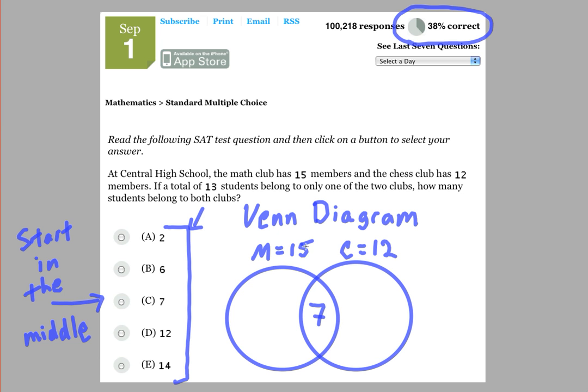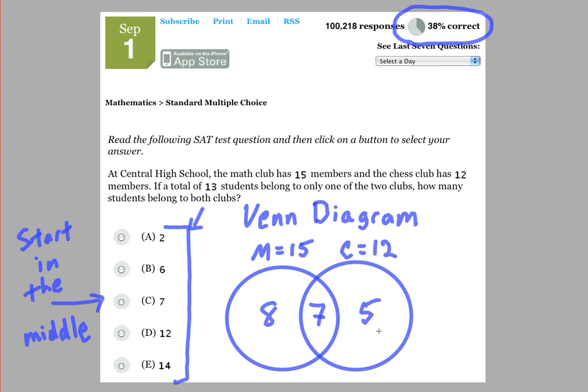Okay, well if there are 7 students in both clubs, I know that for example the math group has to have 15. So if there's 7 in both, then that must mean that there's 8 in only the math club, because these two numbers need to add up to 15. And for the same reason for the chess club, if we already have 7 in both, then there's 5 who are only in the chess club, right?